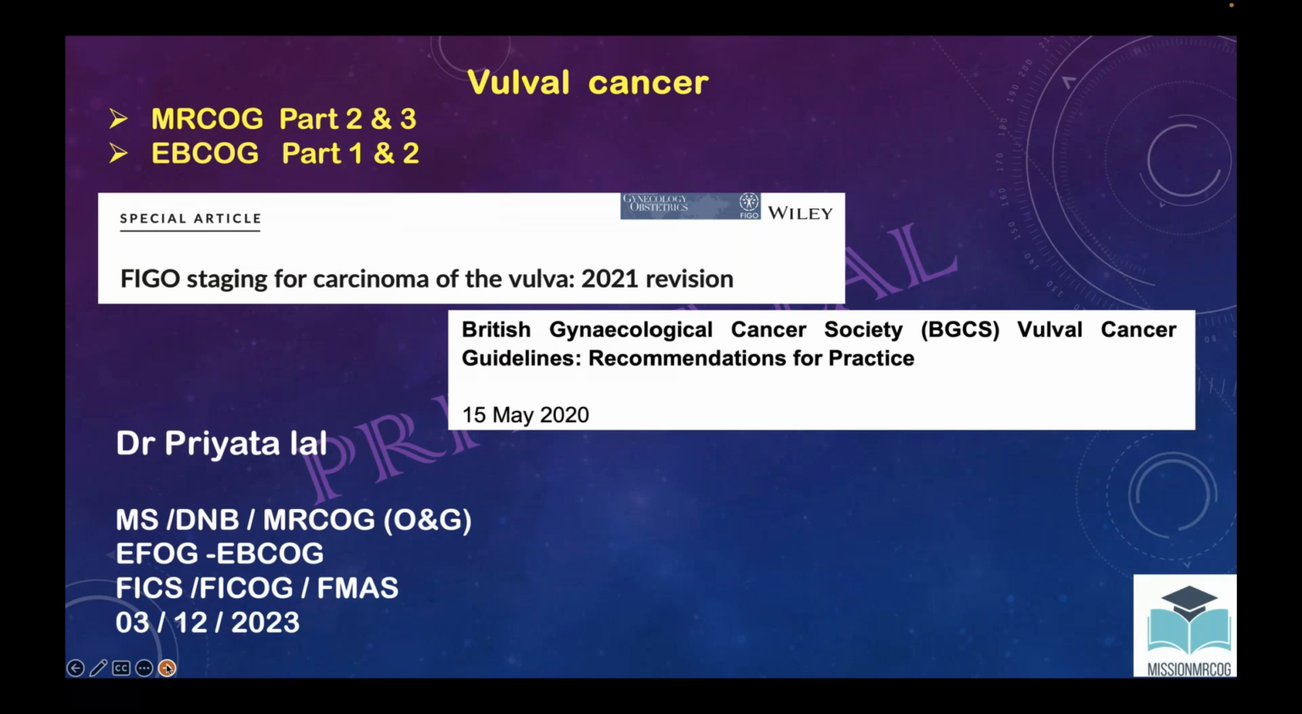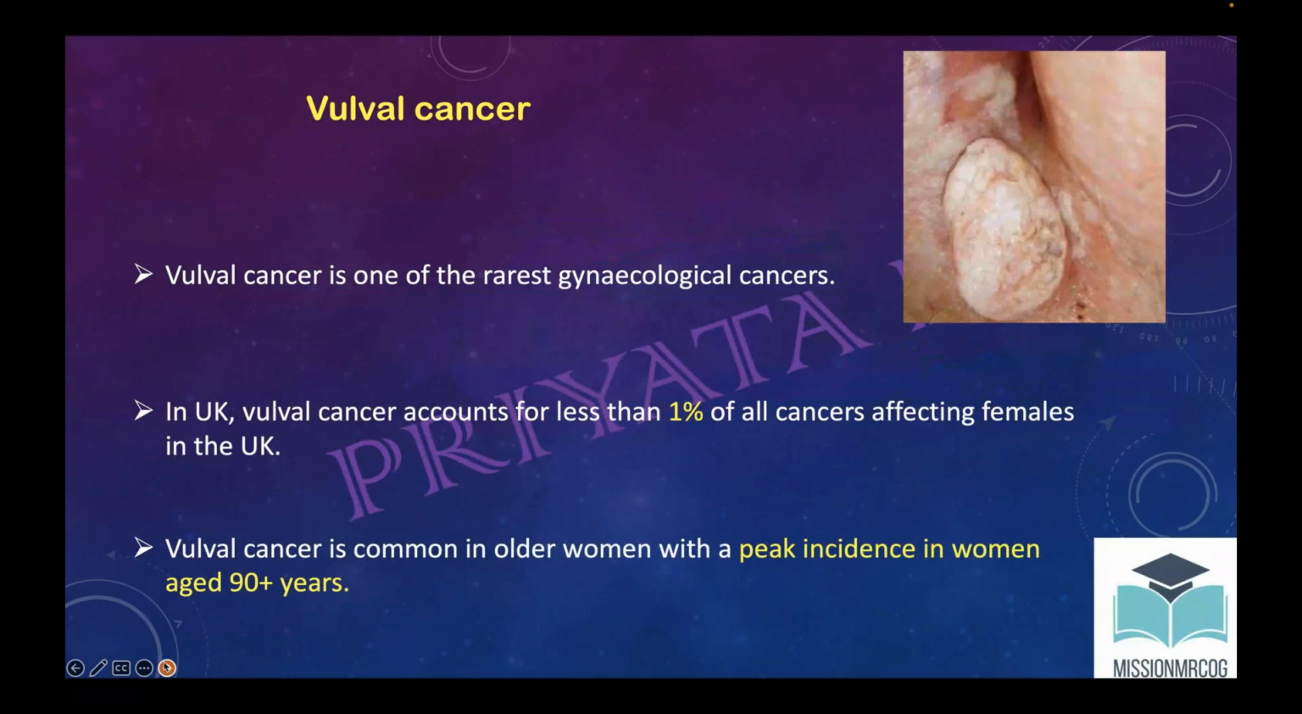Let's start together. Vulval cancer is one of the rarest malignancies in gynecology. In the UK, vulval cancer accounts for less than 1%. Okay, it is less than 1%. And vulval cancer is more common in older postmenopausal women, with a peak incidence at 90 plus years.